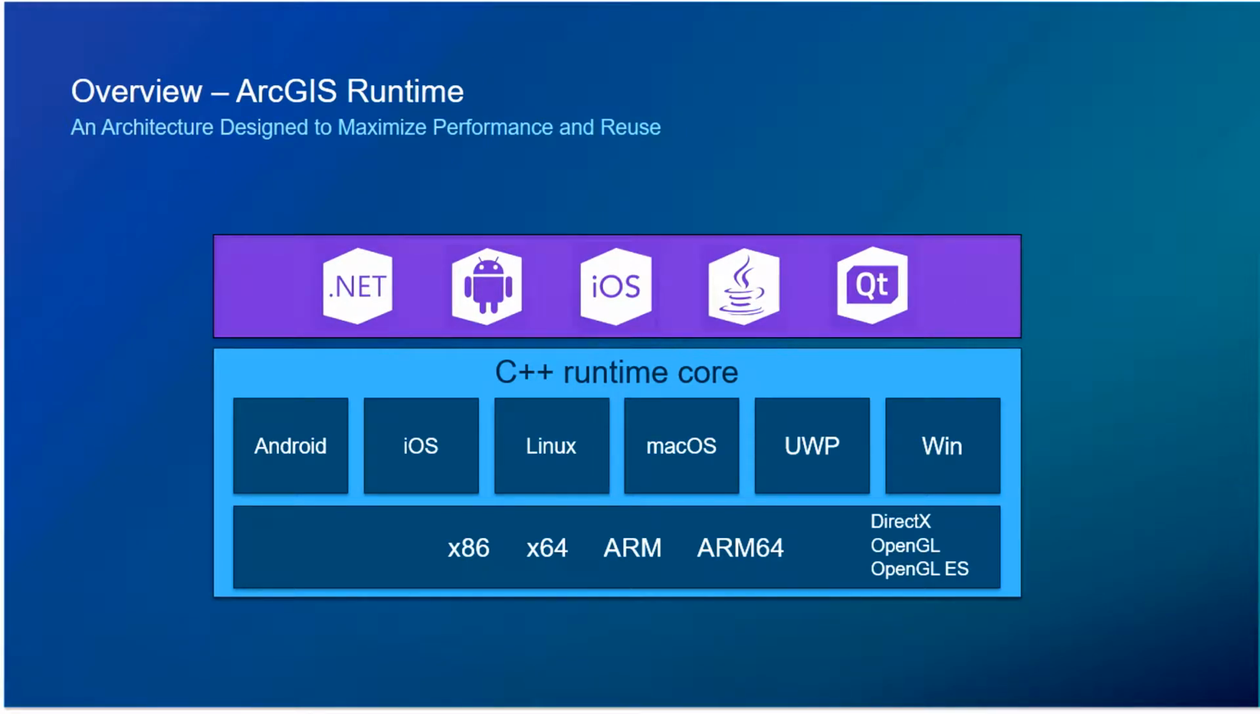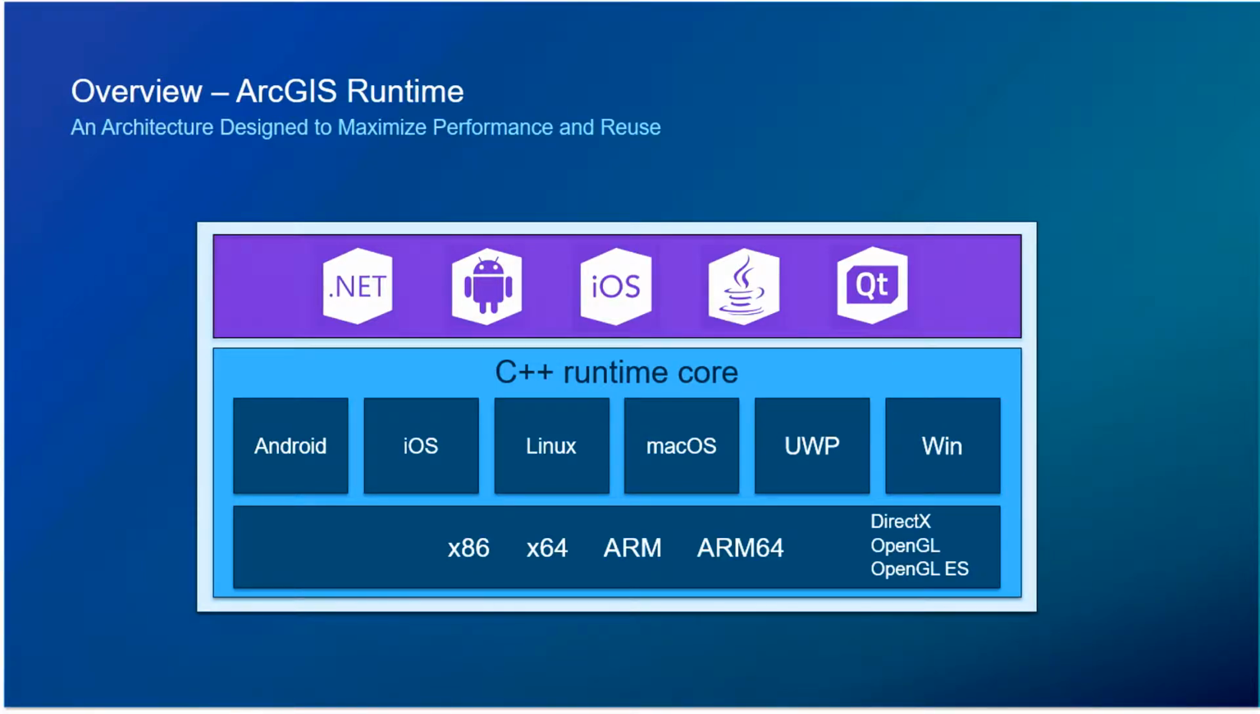On top of that architecture, we build the public developer SDKs that you work with. So .NET, Android, iOS, Java, and Qt. So we give you a range of different API options. Some of those are cross-platform. So taking .NET as an example, that supports Windows, UWP, Android, and iOS. Java and Qt are kind of cross-platform options as well. And then Android and iOS specifically target those platforms. So those are the ArcGIS Runtime SDKs that you download and the APIs that you develop against in that purple tier on top there. So that's the ArcGIS Runtime architecture as an overview.